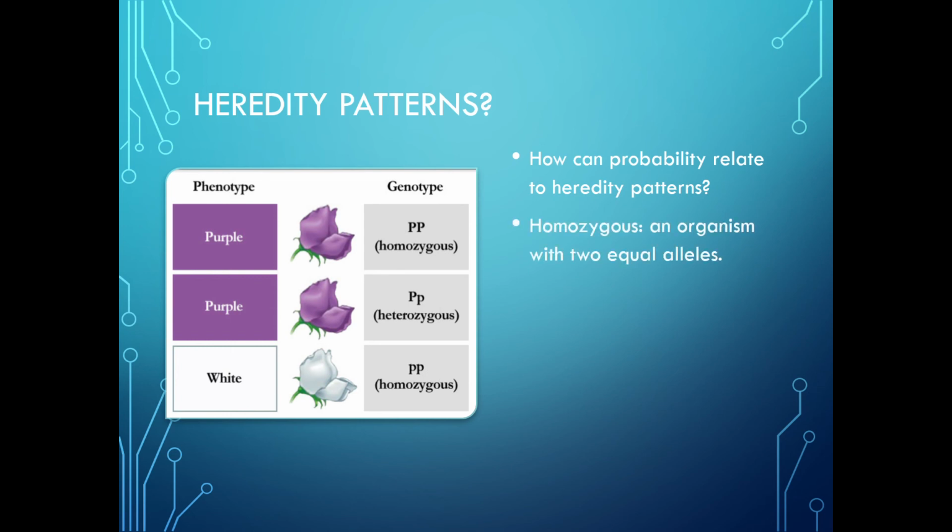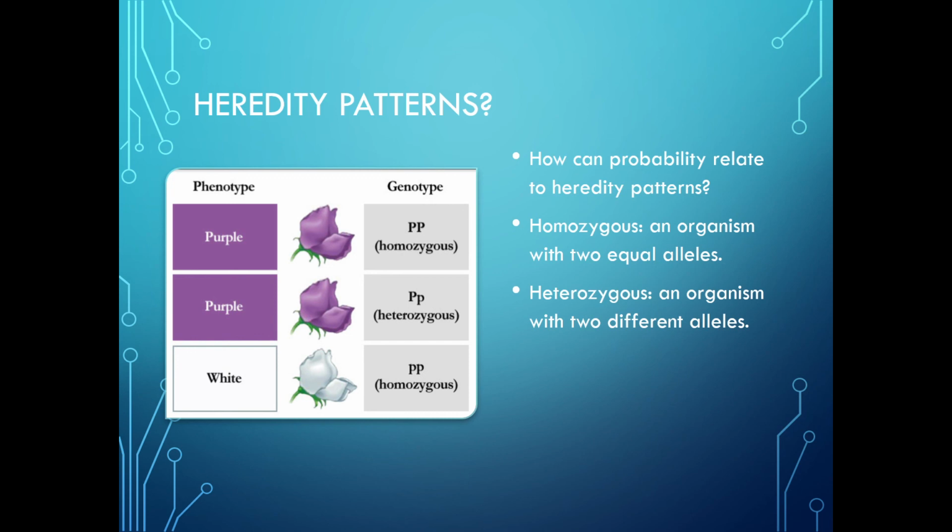And here we have the first important term, which is homozygous. What is a homozygous organism? It is an organism with two equal alleles. Okay, so if you see the picture that we have right on the left, you see that the first one has P and P. It has both capital P's, which means that it has the same allele. So when they are equal, that is a homozygous organism.